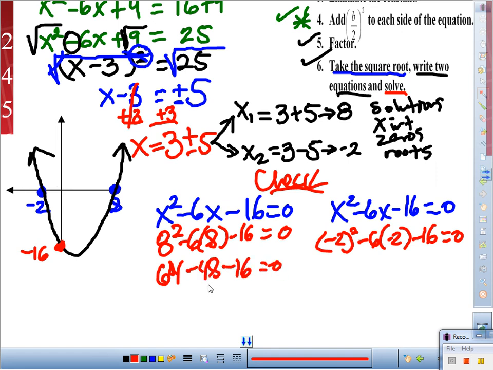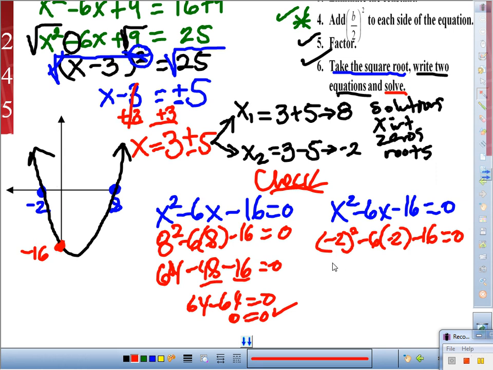Combine like terms, what is -48 and -16? -64. So we have 64 minus 64 equals 0. So this is 0 equal to 0. Is that true? Yes. Go to the second one.